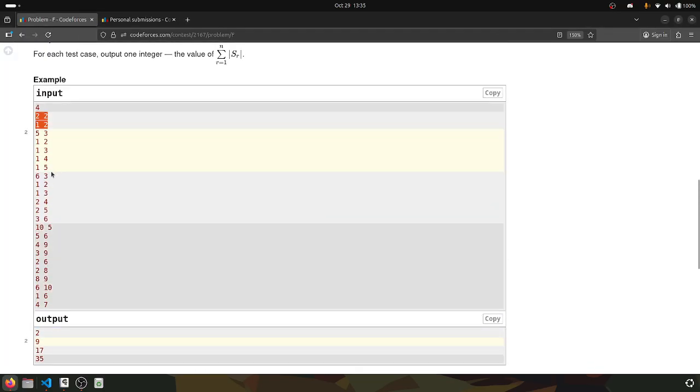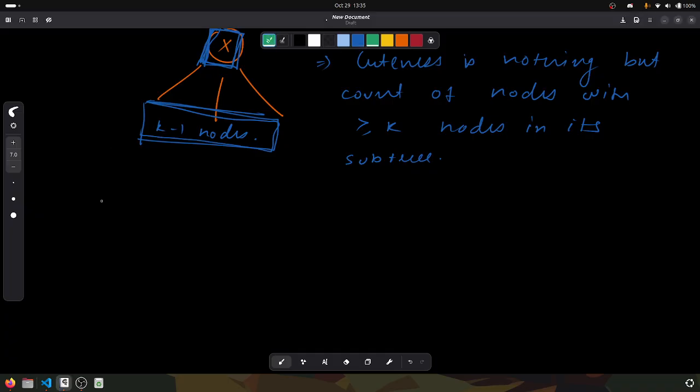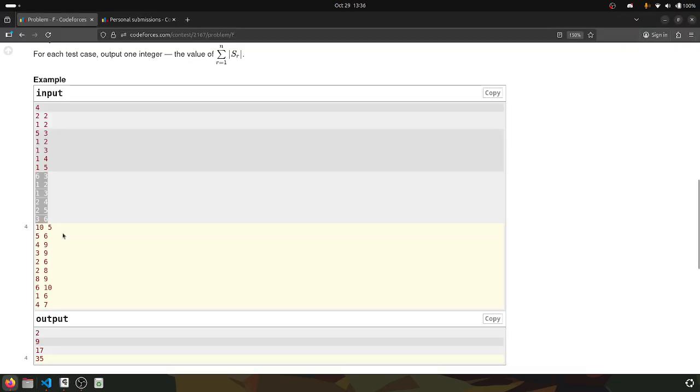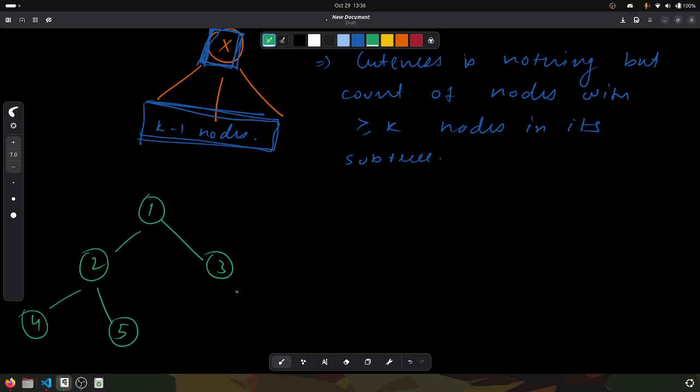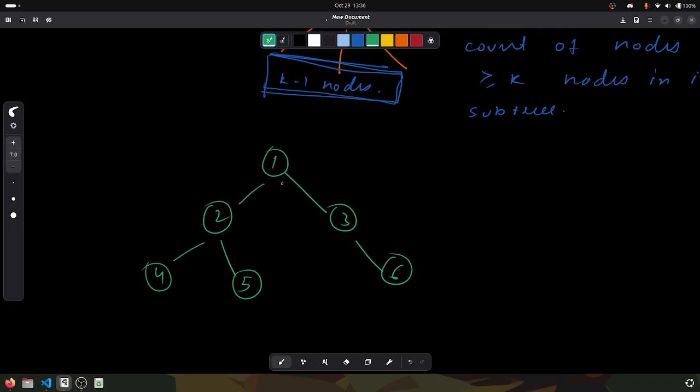First test case, let's leave that. Let's move on to the next test case. Actually, let's take this test case. Edges: 1 2, 1 3, 2 4, 2 5, 3 6. Okay, so this is the test case.